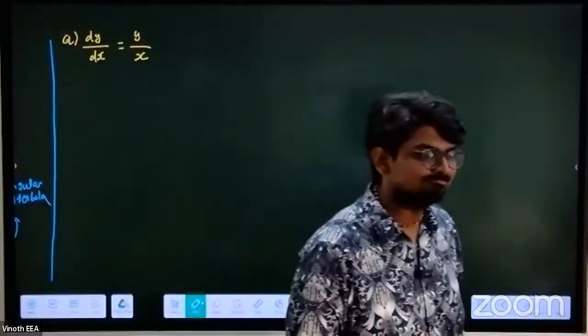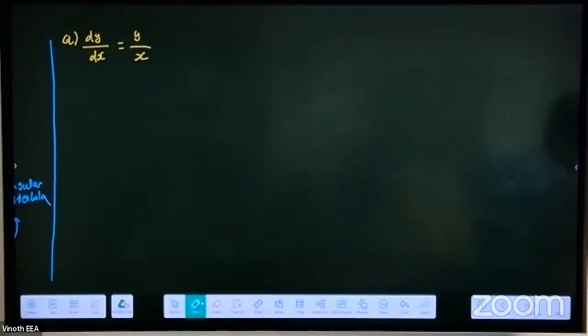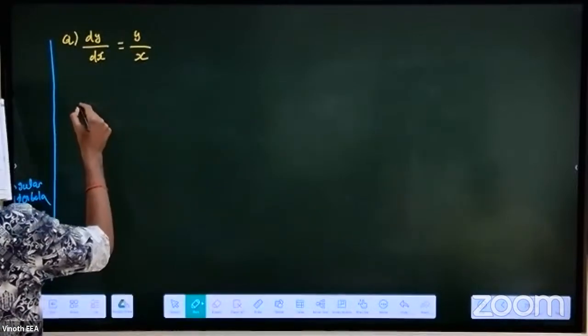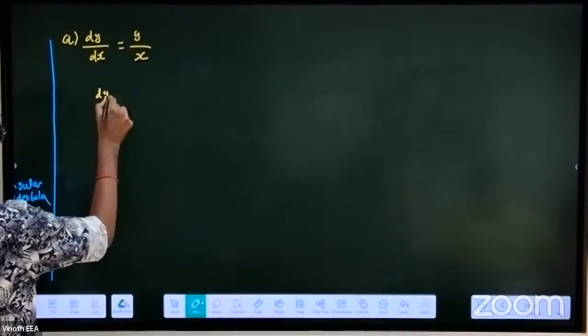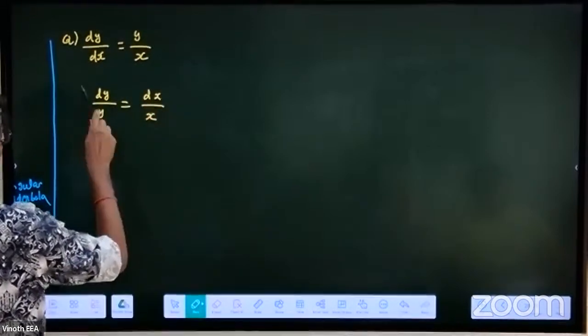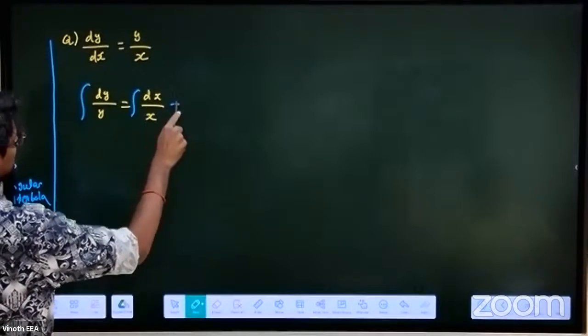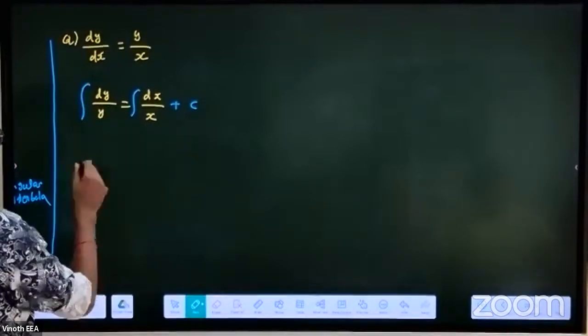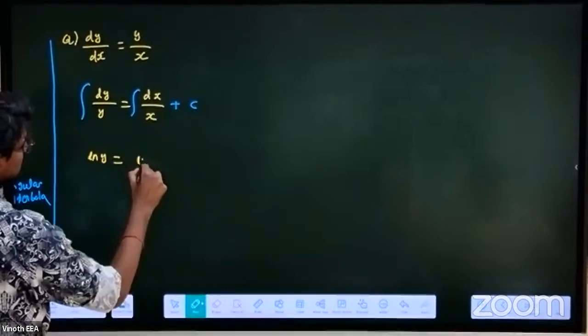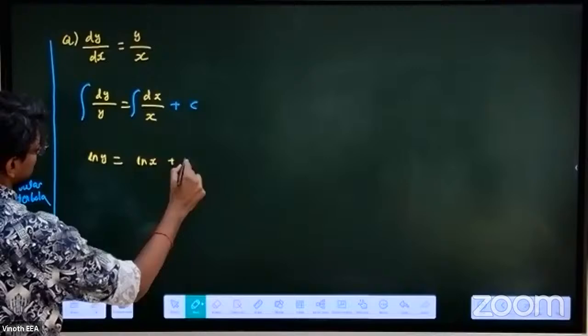Q. Yes, I will separate again. Dy by y equal to dx by x. Integrate it, add a constant. So integration of dy by y is ln y. Integration of dx by x is ln x plus constant c.